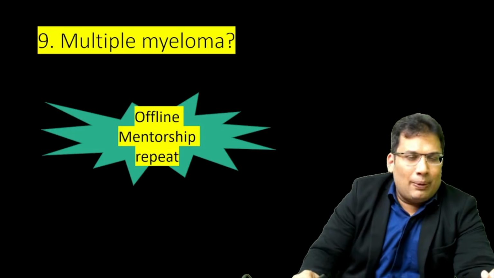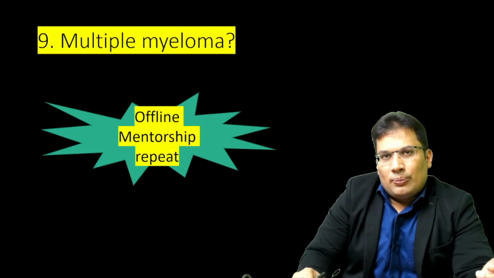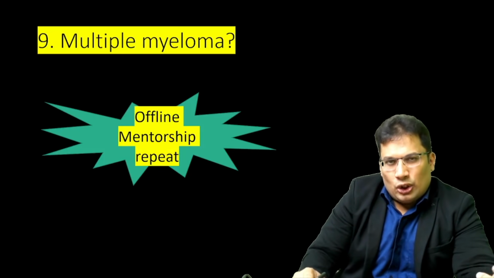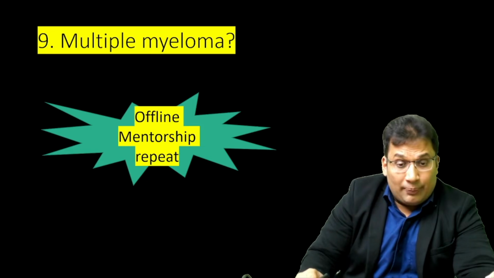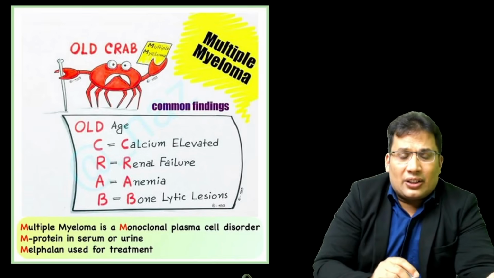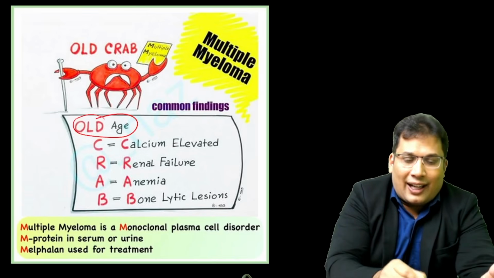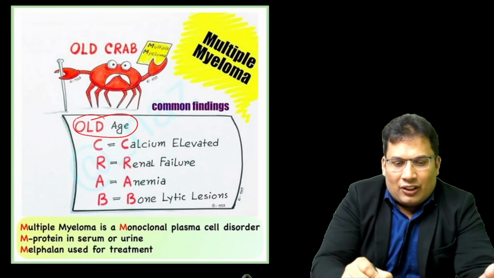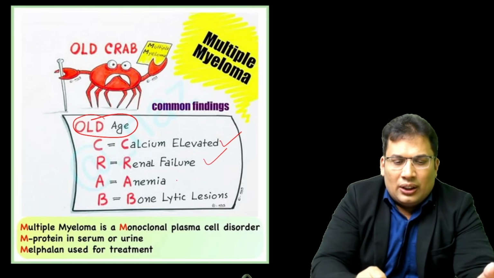Then multiple myeloma, one of the favorite questions. It's a tumor of old age, commonly involving the vertebra, as you know. We discussed it many times in our offline classes. Basically it occurs in old age, so we remember it as CRAB: C for calcium elevated, R for renal failure, A for anemia, and B for bone lytic lesions.